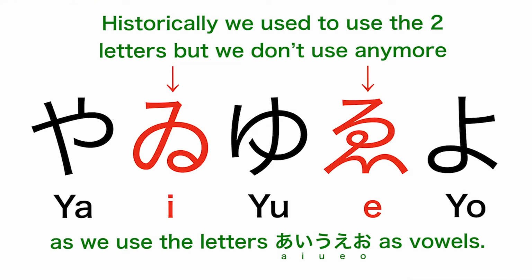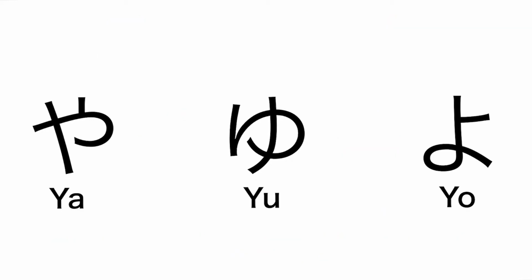Because historically we used to have Ya, I, Yu, E, Yo. However, we use A, I, U, E, O as vowels, so we don't use I and E anymore. So now we use only 3 letters, Ya, Yu, Yo.